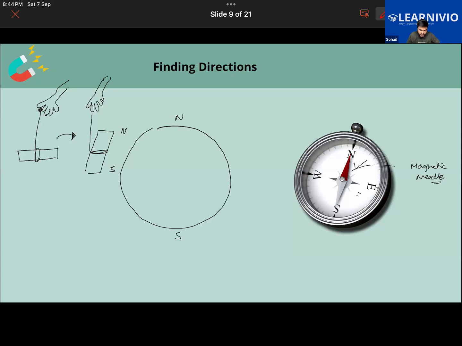Now you might be wondering why the magnet always aligns in the north-south direction on the earth. A very basic question one should think of. What is the reason behind that? It's because of the earth. Sir, it's because of the atmosphere. Atmosphere. Complete the sentence.